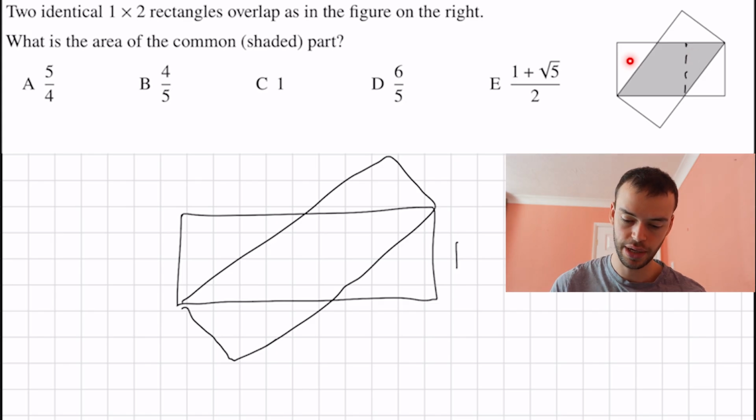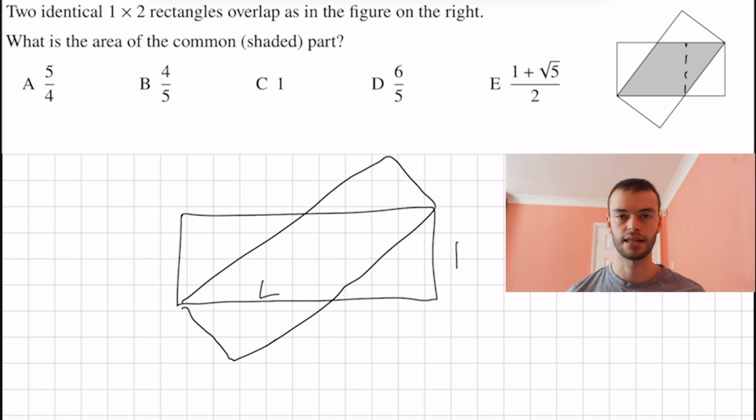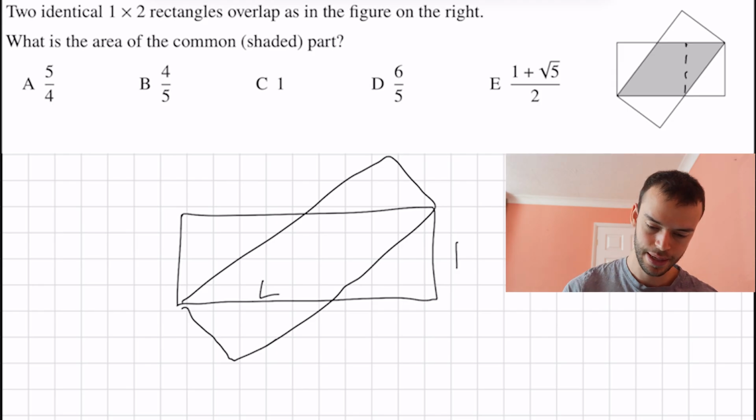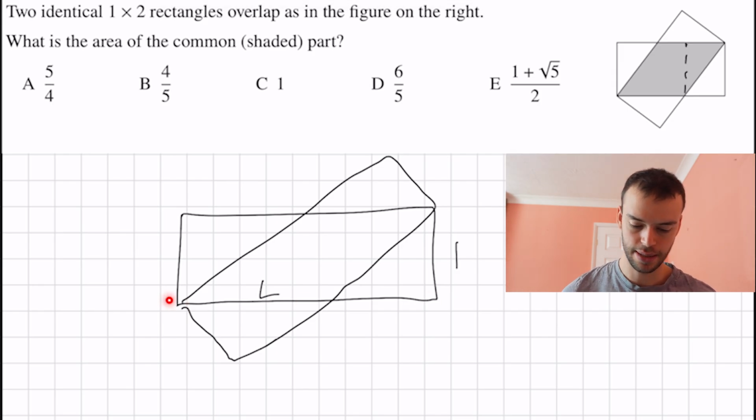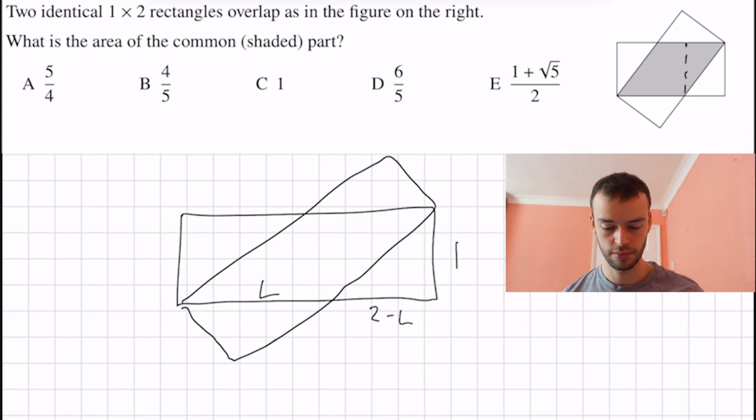If we were to move this triangle here, then we have a rectangle, which is easy to find the area of. We just need this length times by this height. And we already know that the height is 1. So in other words, we need to find this length here. Cool, let's call that length L. That's the length we need to find. Now this whole length here is 2, so therefore this length here is 2 minus L. Okay, that's useful.